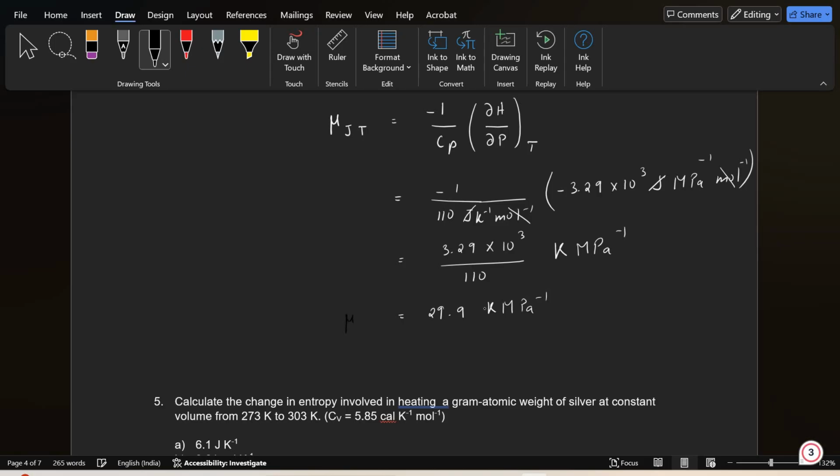So this is the Joule-Thomson coefficient for a real gas. So what is the Joule-Thomson coefficient for an ideal gas? It's pretty straightforward. It's zero. The Joule-Thomson coefficient for an ideal gas is zero.